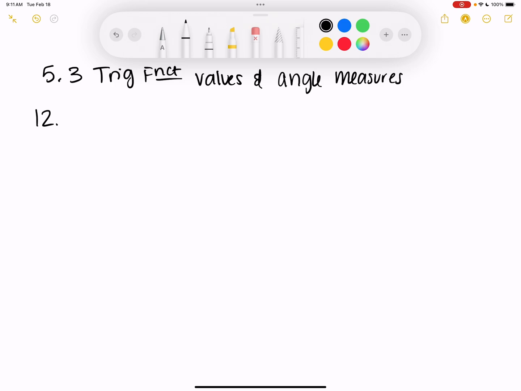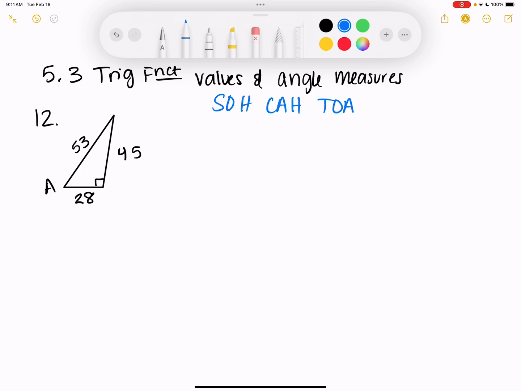So number 12, they give us this triangle. Angle A is here, hypotenuse is 53, over here is 45, and here's 28. So we've got SOHCAHTOA. I know we went over this a little bit earlier in this chapter, but we would do the sine of A, which is opposite over hypotenuse. That would be 45 over 53.